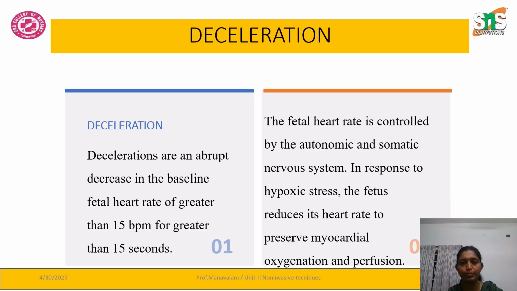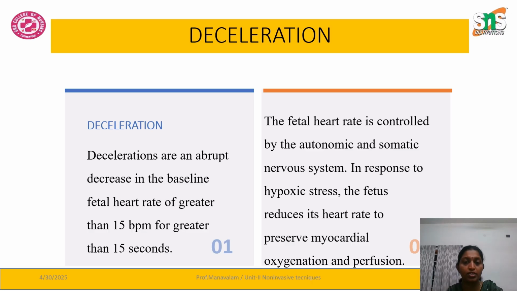The fetal heart rate is controlled by the autonomic and the somatic nervous system. Whenever the fetus is descending down into the lower pole of the uterus, the contractions increase, and there is a chance that the placental blood supply will decrease. In response to the reduced placental supply, fetal hypoxia occurs. Because of the fetal hypoxia, there is a physiological adaptation in the fetal cardiac system. So it shows a sign of reducing fetal heart rate.